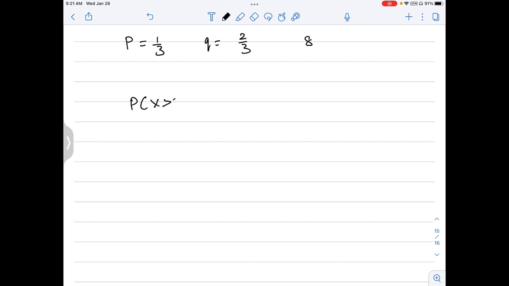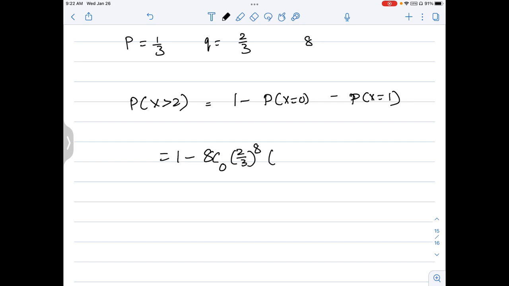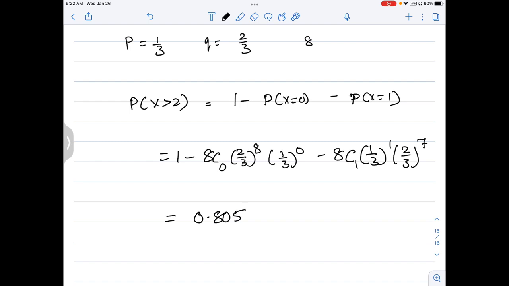Probability of X greater than or equal to 2. That means you have to add all the way from 2 to 8, which is difficult. So 1 minus P(X = 0) minus P(X = 1). Out of 8 times, 0 times I want success, so all the 8 times I want failure. For 1 time I want success, and the remaining 7 times I want failure. So simplify this, 0.805. That's going to be the answer.